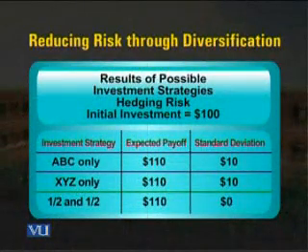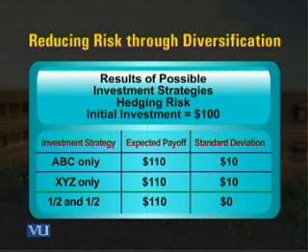Results of possible investment strategies, hedging risk with initial investment equal to $100. We have listed three investment strategies. Number 1, invest all the money in ABC. Payoff is 110 and standard deviation is 10. How did we calculate the payoff and the standard deviation? Using the same two old formulas. 120 into 50% plus 100 into 50%. Adding them together, we have 110 as the expected return.